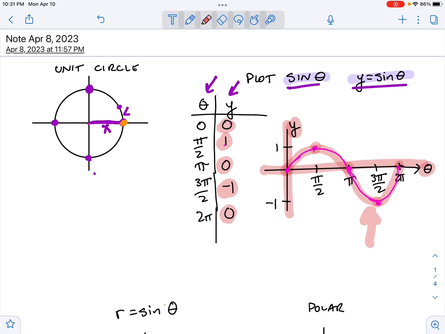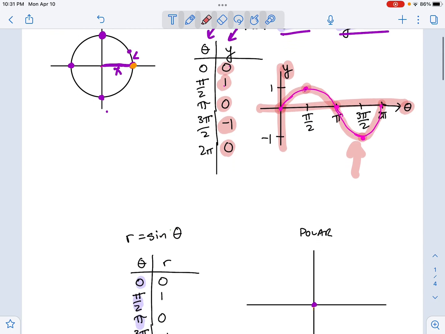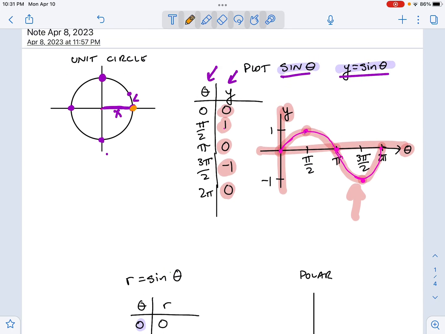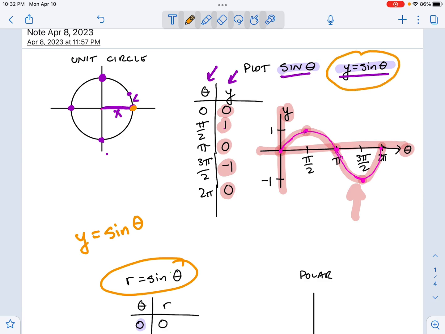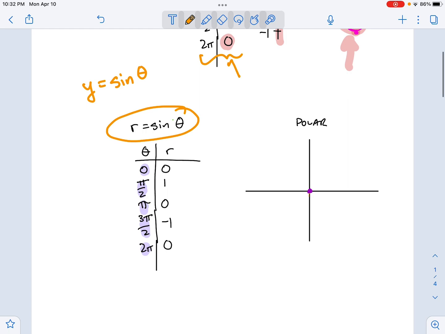Okay? So now we know how to do that. Now we're going to go into graphing polar coordinates. In polar coordinates, instead of saying y equals sine of theta, you would say r equals sine of theta, which looks very similar. So our same plot values apply, except now instead of theta and y, you're going to have theta and r.